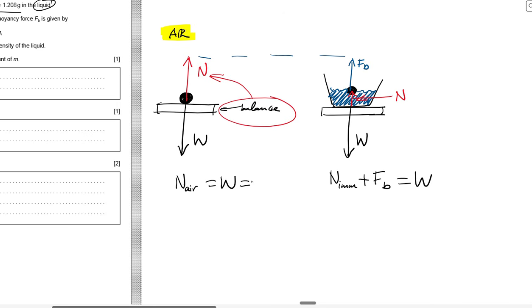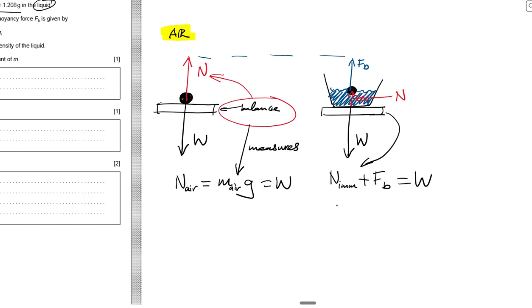Right, and so what is W? Okay, actually, what is N air? m air times g. And this is what's measured by the balance. And what is measured by this balance? You get that, right? And so that is m immersed times g plus FB is equal to W. And this W and this W are the exact same. The weight of the ball is always the same.